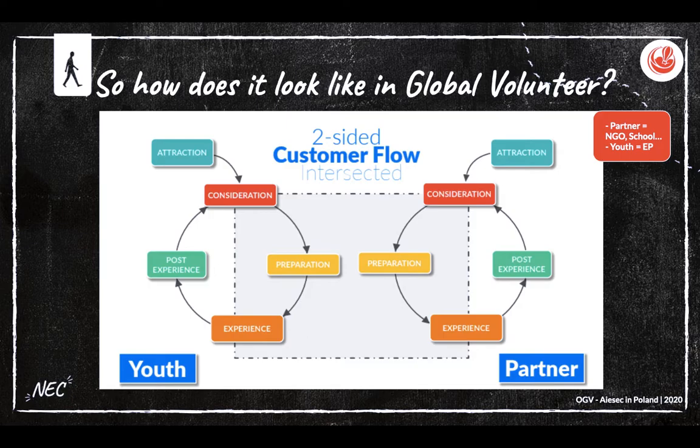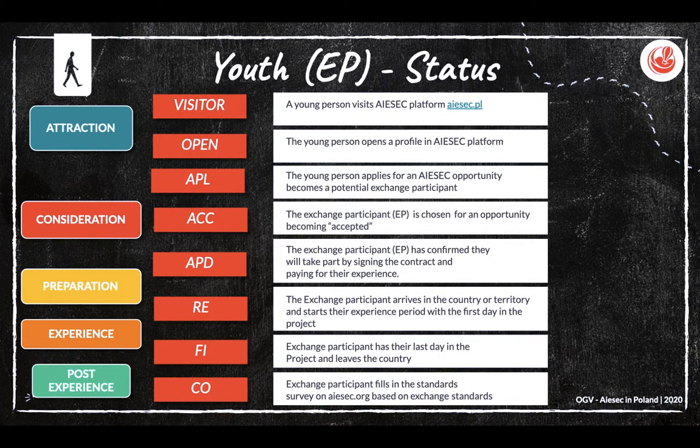And the interesting part is that it's intersected. There is a part from the consideration to the experience where the flow of the youth meets the flow of the partner. So here are the status and the phases that our EPs are going to have with us in ISAC. Starting from the attraction, we have the status of visitor, when it's someone that is just visiting our platforms or maybe visiting an event that you are having.